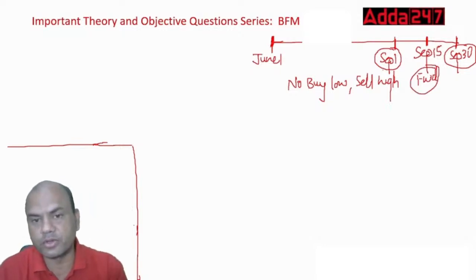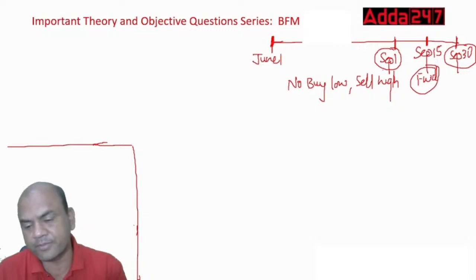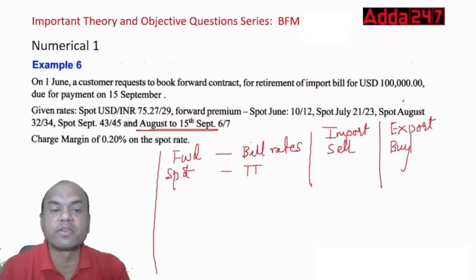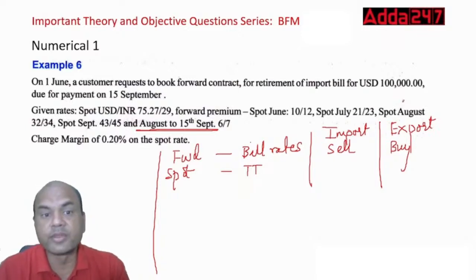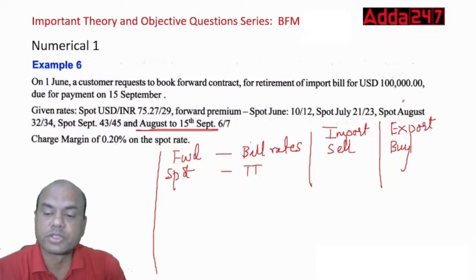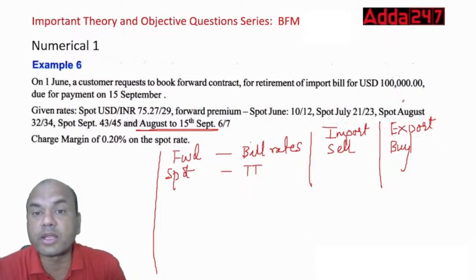Start from June. Whatever we have, start from the basics. What is the June rate we have? June spot is given as 75.2729. Now I'll ask you a question. Is it 75.27 or 75.29? What will I take? Should I take 27 or 29? It is an import transaction.